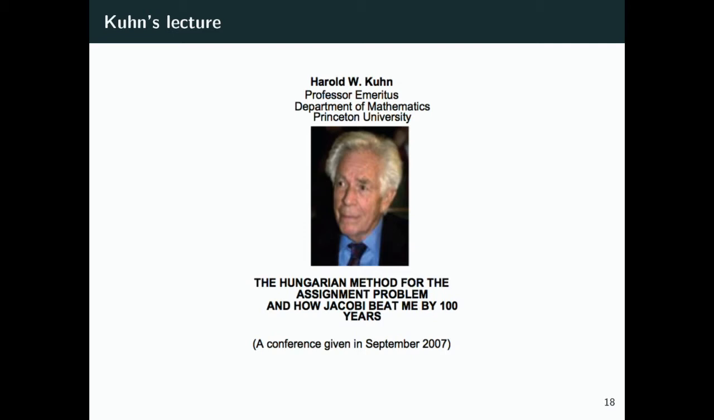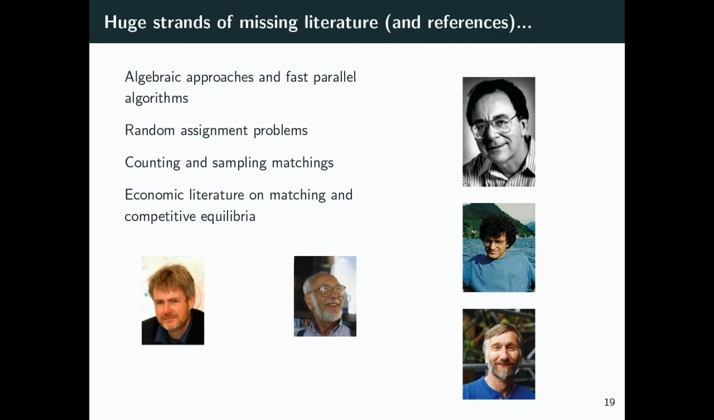I will also mention that there are huge strands of really interesting literature related to the assignment problem, having to do with algebraic approaches, random assignment problems, counting matchings, and economic literature. I've put pictures of some of the Berkeley professors who made fundamental contributions on these topics. This is David Gale, a great mathematician and economist who worked a lot on matching and competitive equilibria type problems, so there was a whole parallel literature in economics that was very interesting. And this is David Aldous from the statistics department, who did a lot of great work on random assignment problems. So you gotta like the talk if you see Berkeley professors on the slide.